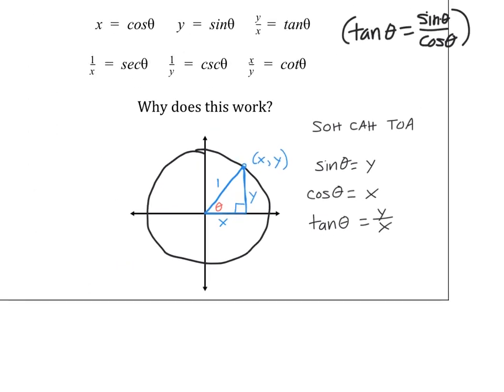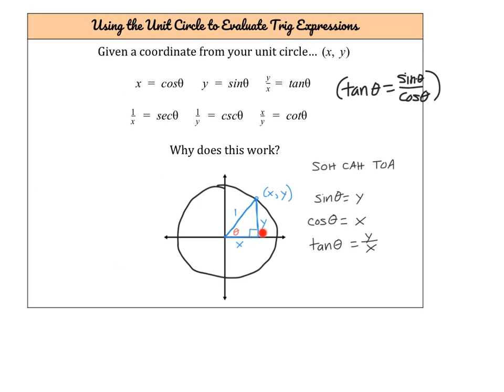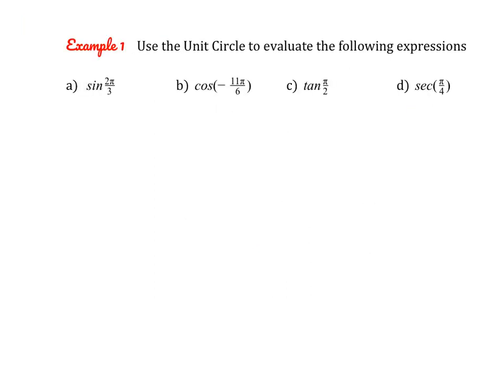So this is the reason why in a unit circle, the x value of the coordinate represents cosine, the y value represents sine, and y over x represents tangent. It's simply a right triangle that has a hypotenuse of 1.